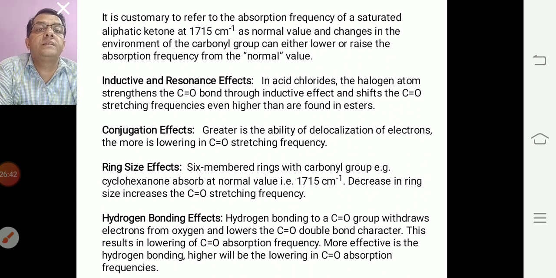And the last one is hydrogen bonding effects. Hydrogen bonding to a C double bond O group withdraws electrons from oxygen and lowers the C double bond O bond character, and this results in lowering the C double bond O absorption frequency. The more effective the hydrogen bonding, the higher the lowering in C double bond O absorption frequency.